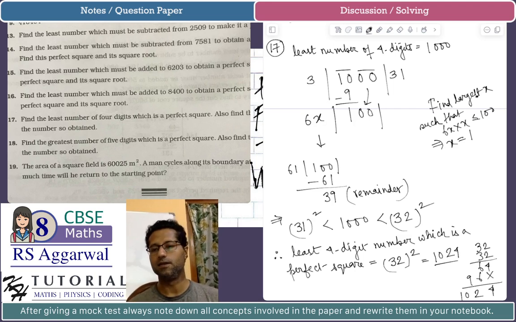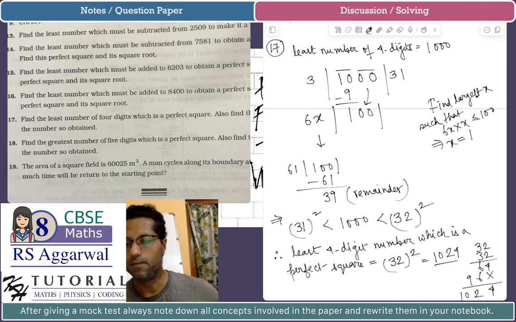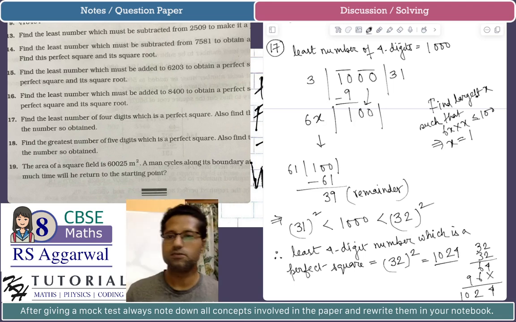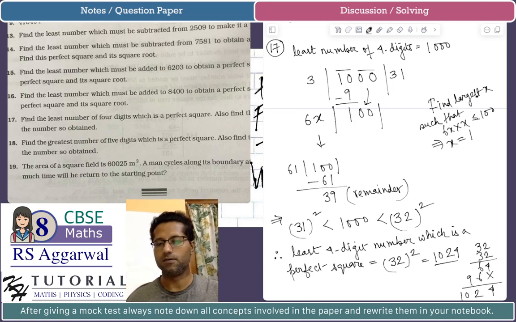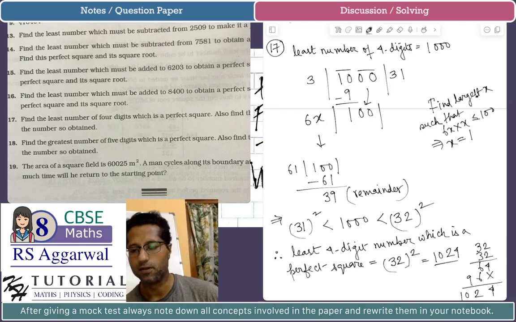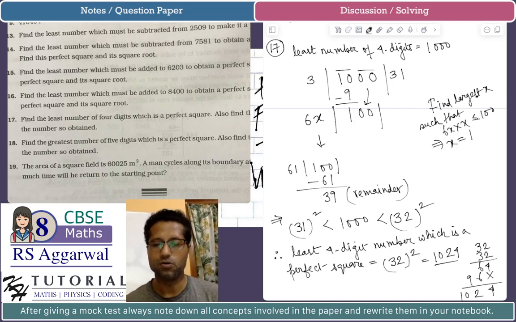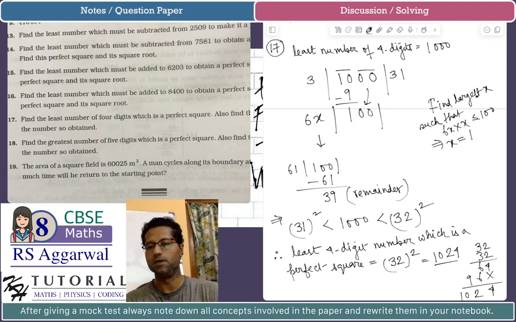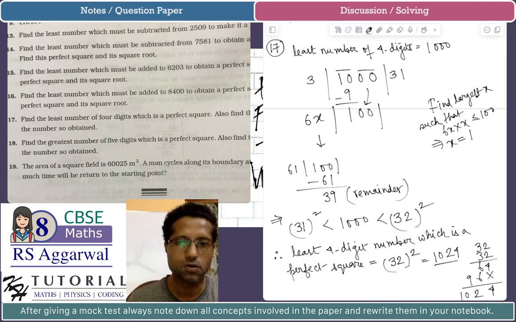So we can say clearly that the least four-digit number which will be a perfect square is the least number greater than 1000 which is a perfect square, and that has to be 32 square, which is 1024.